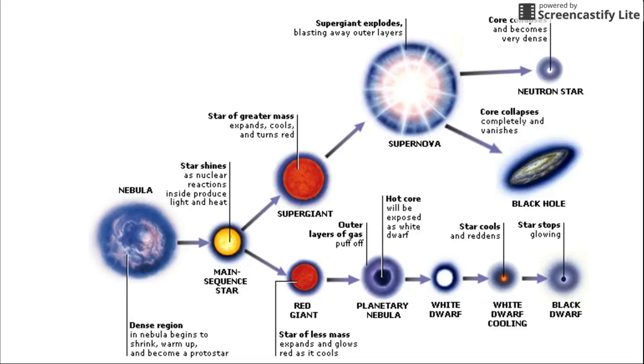If it's a supergiant, it can then explode and become a supernova. Once that happens, it blasts away layers, and that creates a neutron star or a black hole.